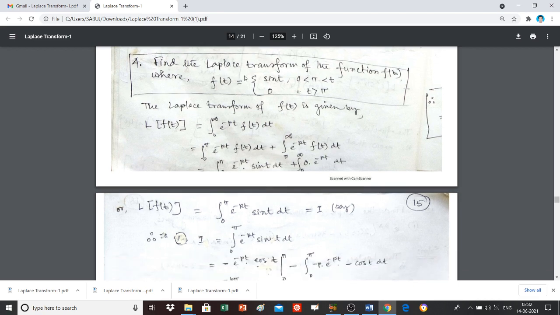Now according to the definition, for the first part, that is 0 to pi, the value of f(t) was sin t, so that is written as e to the minus pt, then sin t dt.